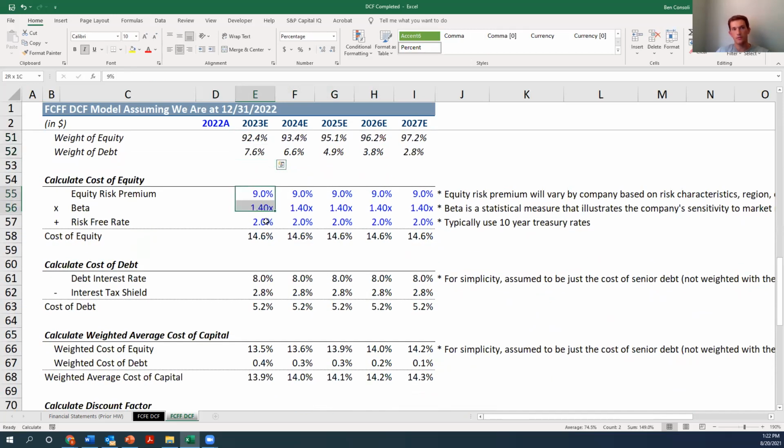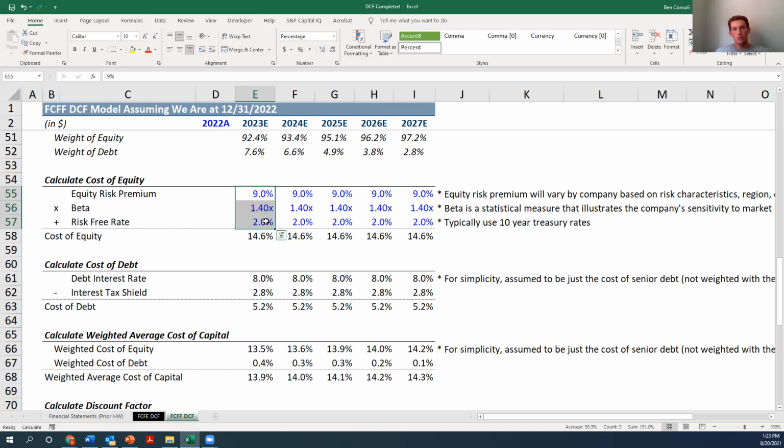So the cost of equity, which we touched on in the last one, is just the equity risk premium multiplied by the beta plus the risk-free rate, and that gets you to your cost of equity. To calculate the cost of debt now, again, there's a tax shield on the interest rate.